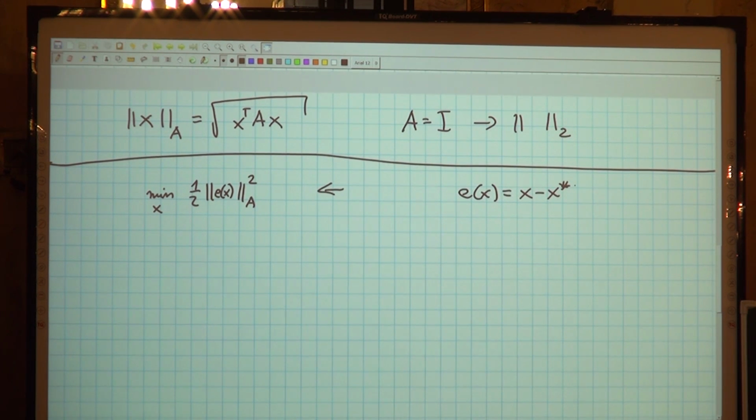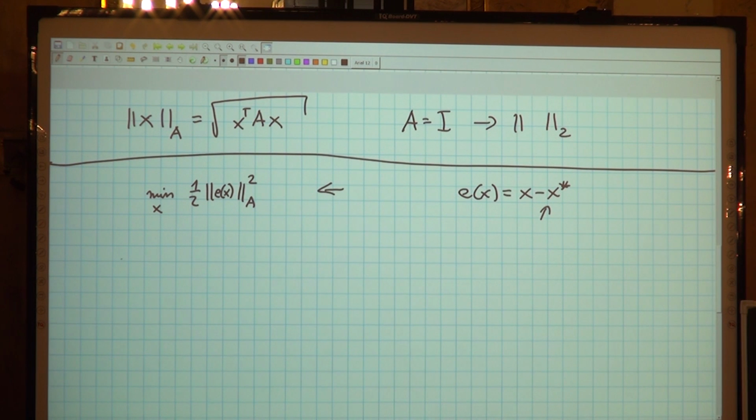Exactly. So we don't know what x star is. So essentially we have a function we want to minimize, but we don't know how to evaluate it, right? Because for a given point, it seems we need x star to even evaluate it. So that's a great point. Let's just look at it a bit more closely.